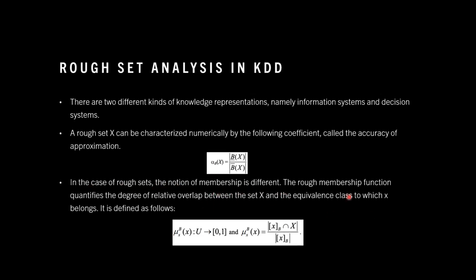The rough membership function quantifies the degree of relative overlap between the set and the equivalence classes to which a particular feature X belongs. Here, the mu X of B states the ratio of membership. So it could be any value between 0 and 1, and the mu X is defined or derived using the following formula.